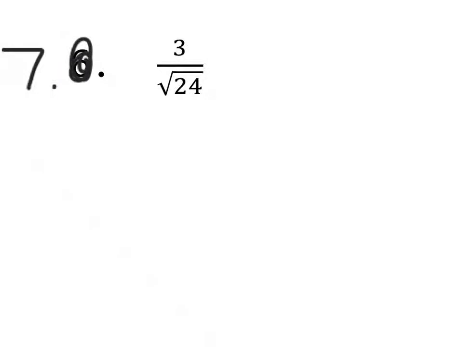Okay, moving on to number 7. So we have another division problem. We know we can't have a square root on the bottom. We can get rid of it by multiplying by that square root that's on the bottom. Make sure you multiply the 2 to the top and the bottom though. Okay, so multiplying 3 times square root of 24. Is 3 underneath the radical? No, so we have to put it out in front.